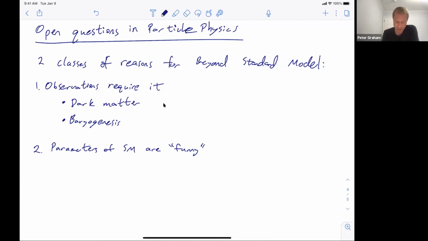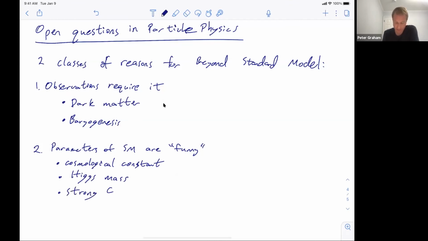And I won't talk too much about these, but for example, parameters like the cosmological constant, the observed value, let's say, of the dark energy in our universe, or the mass of the Higgs boson, or something I will come back to later, probably next lecture, the value of what's called the strong CP angle, which is essentially the measurement of the electric dipole moment of nucleons. All three of those parameters look really funny. Actually, all three of those parameters are much smaller than you would have thought they should be.